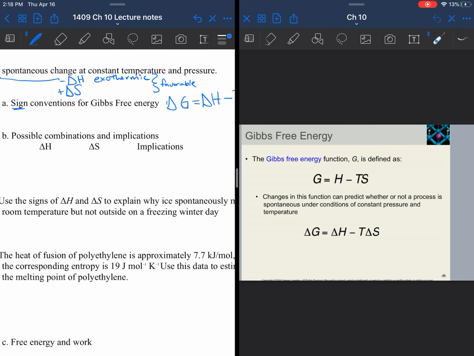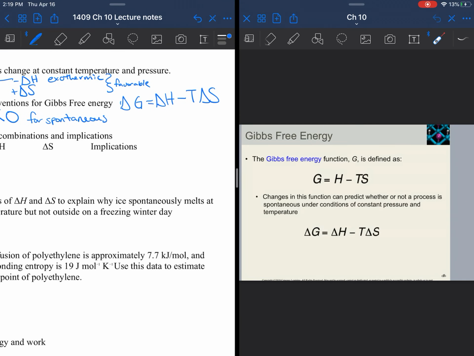The sign convention that you must know is that negative delta G is going to be a spontaneous process. So let me write that in a different way. Delta G is going to be less than 0 for a spontaneous process. So if delta G is positive, that means it's not going to be a spontaneous process.